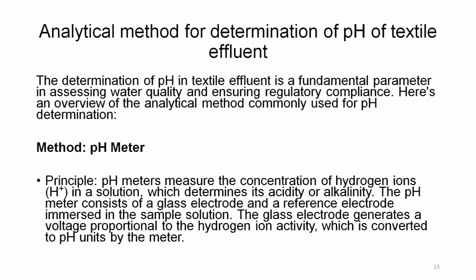Principle: a pH meter measures the concentration of hydrogen ions, that is H plus, in a solution, which determines its acidity or alkalinity. The pH meter consists of a glass electrode and a reference electrode immersed in the sample solution. The glass electrode generates a voltage proportional to the hydrogen ion activity, which is converted to pH units by the meter.